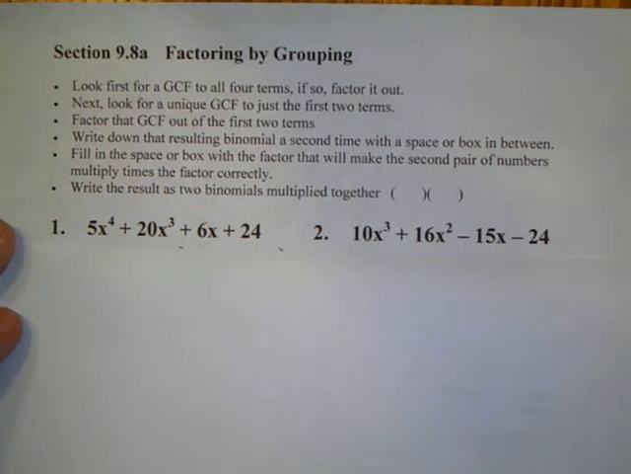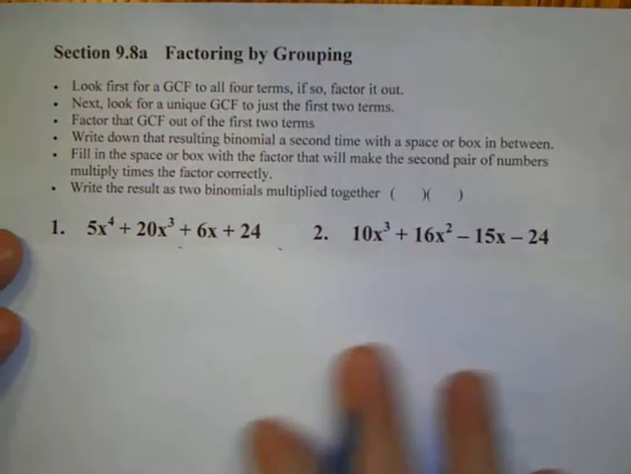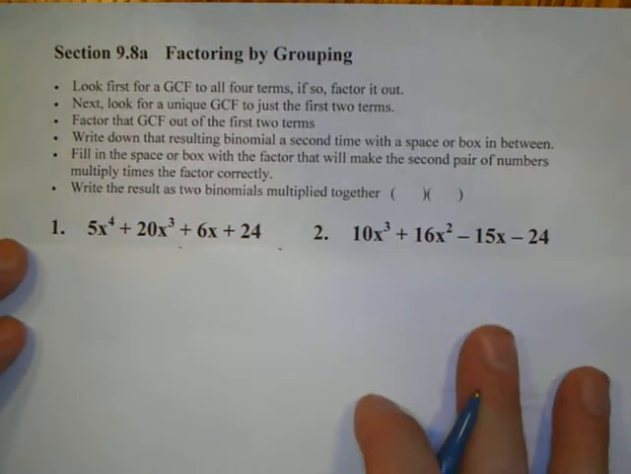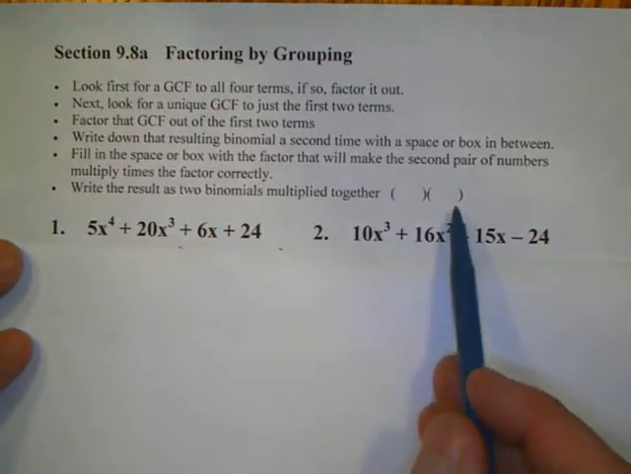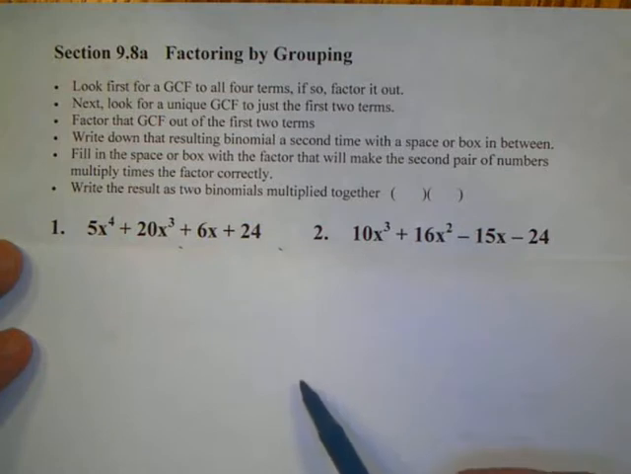This is section 9.8a, factoring by grouping. This is our last section of the chapter, and our goal in this chapter is to end up having two binomials together as we're going to do our factoring. On all of our problems today, we're going to be looking for a GCF first.